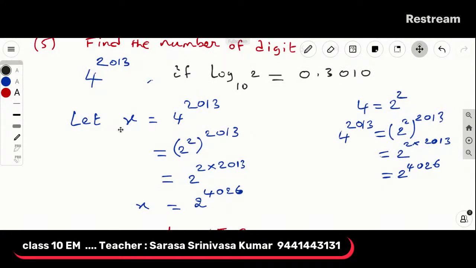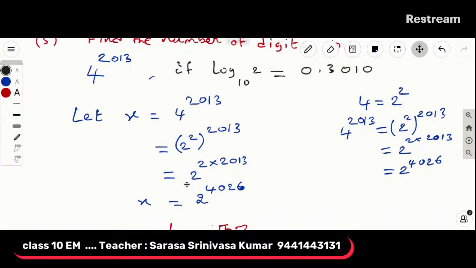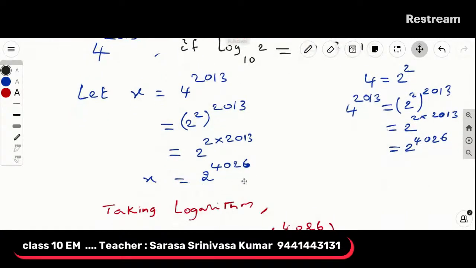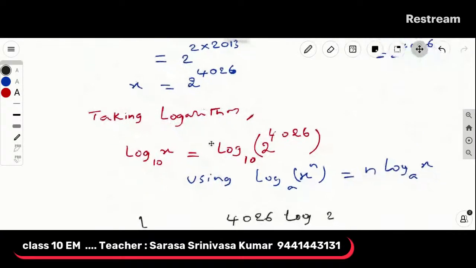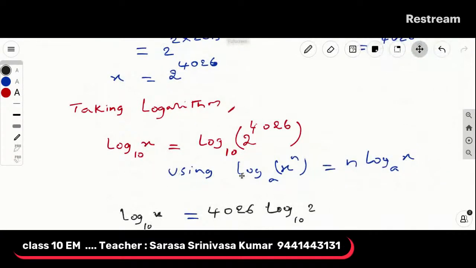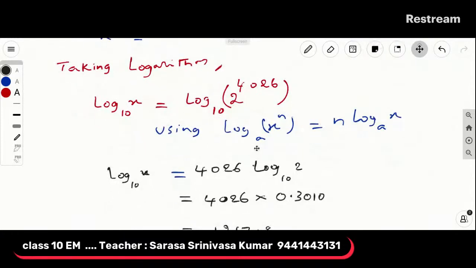Now let x equal to 4 to the power of 2013, taking logarithms on both sides. Now it can be written as x to the power of 4026. Taking logarithms on both sides, we can write log x to the base 10 equal to log of 2 to the power of 4026 to the base 10. So using logarithm formula, log x to the power of n to the base a equal to n log x to the base a, we write n multiplied by 4026 multiplied by log 2 base 10.